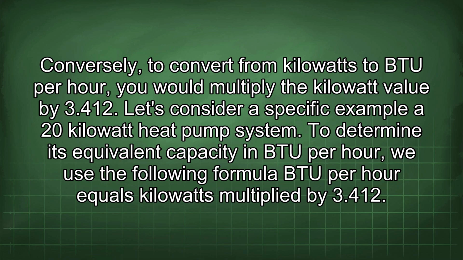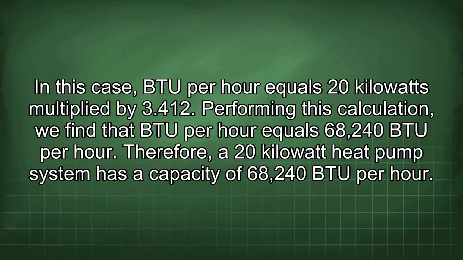Let's consider a specific example: a 20 kilowatt heat pump system. To determine its equivalent capacity in BTU per hour, we use the following formula: BTU per hour equals kilowatts multiplied by 3.412. In this case, BTU per hour equals 20 kilowatts multiplied by 3.412. Performing this calculation, we find that BTU per hour equals 68,240 BTU per hour.